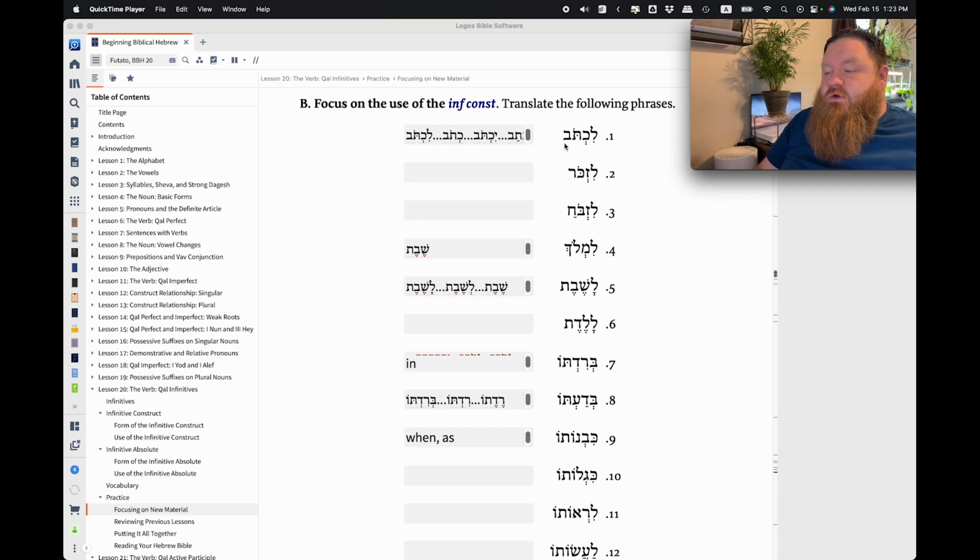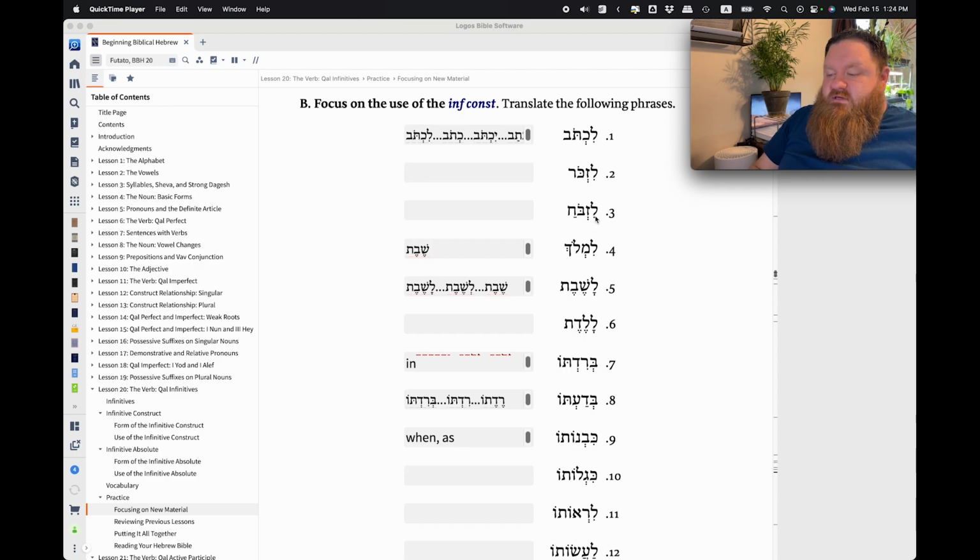So, liktov, to write. Lizkor, this would be zachar, he remembered in the Qal Perfect 3ms, but the infinitive would just be to remember. And again, the lamed reverts to that hireq, because if it was just the sheva, you'd have two shevas in a row at the beginning of a word, and Hebrew doesn't want that. Number three, same thing.